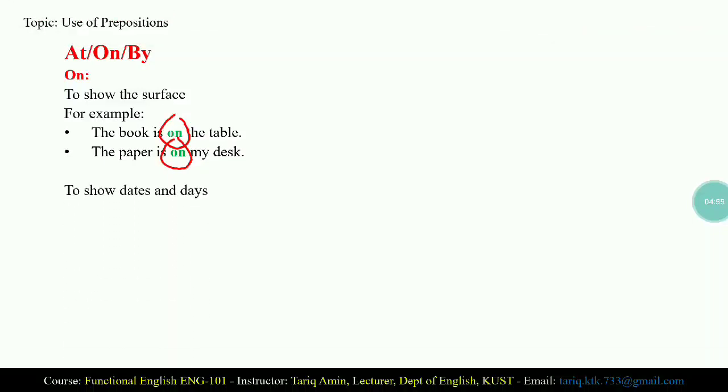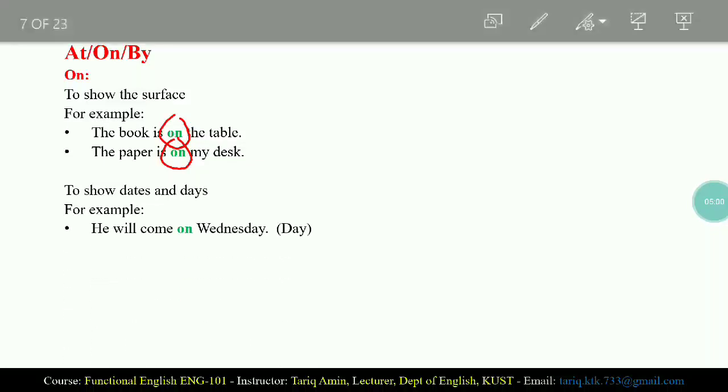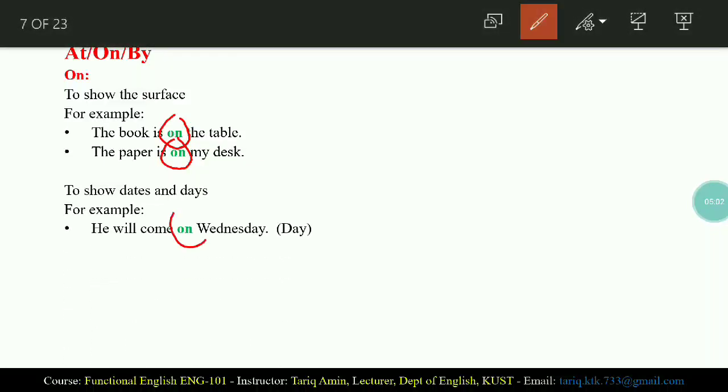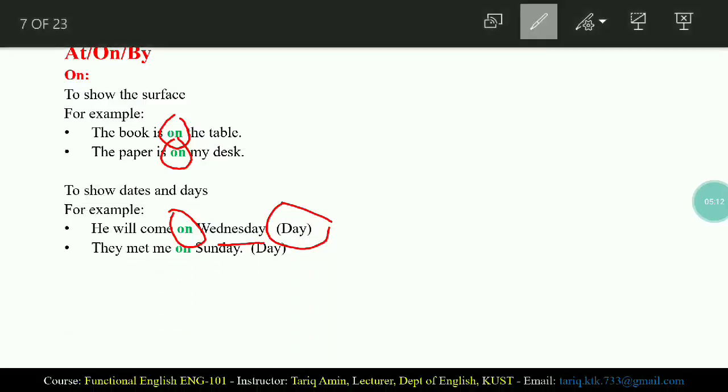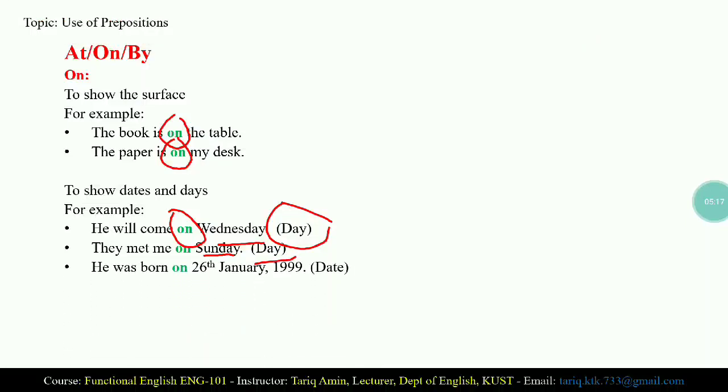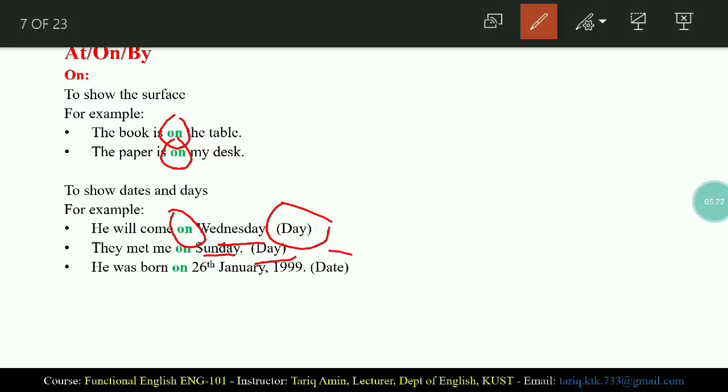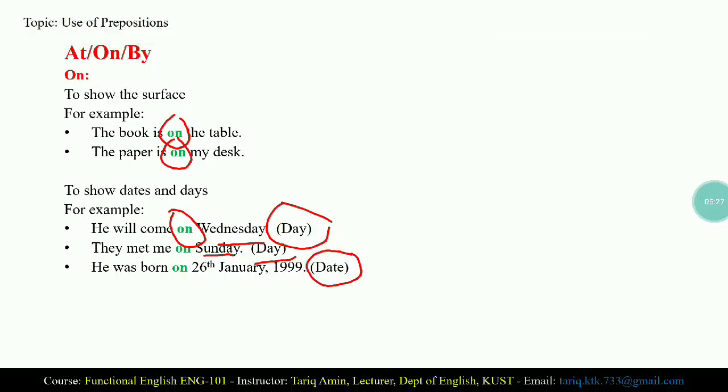And it is also used to show dates and days. How? For example, he will come on Wednesday. On is a preposition and Wednesday is a day. It is used to show dates and days. And they met me on Sunday. Once again, Sunday is a day. He was born on 26th January 1999. Okay, this is a date, not a day. So, on is used to show dates and days.